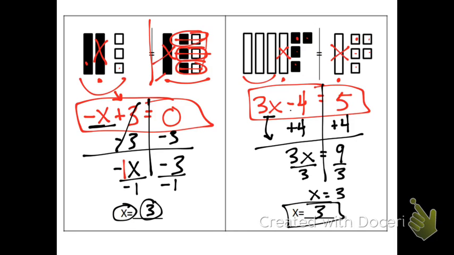And there we go. So this is our basics of where we're going to be starting. We're going to go further from here, but this is the beginner step to look at our models, cross out what's the same, get rid of zero pairs, and then find the equation you're left with so you can solve it out.